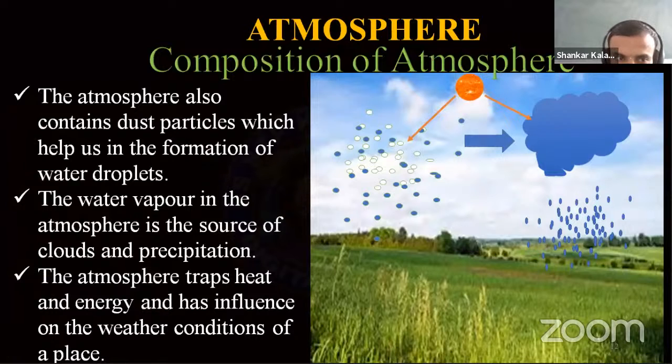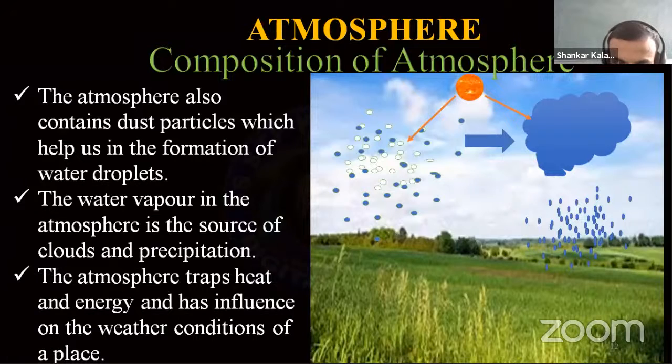The atmosphere also contains dust particles, besides those 5 gases. Apart from the gases, the atmosphere contains dust particles, which help in the formation of water droplets. All the dust particles present in the atmosphere help to form water droplets.